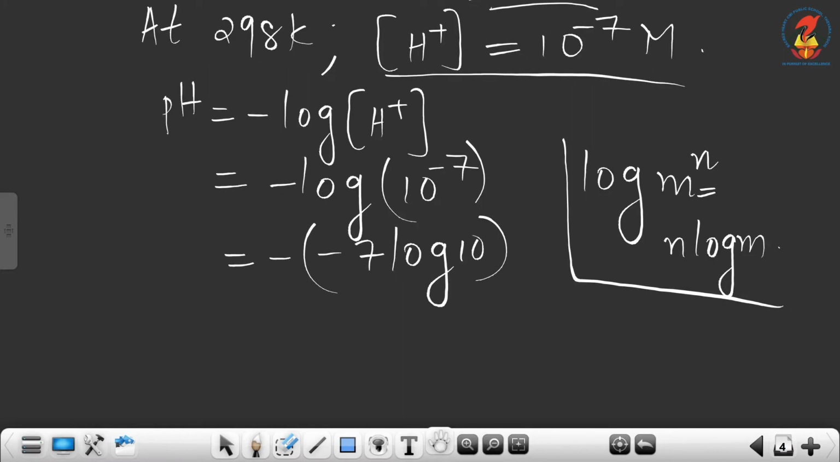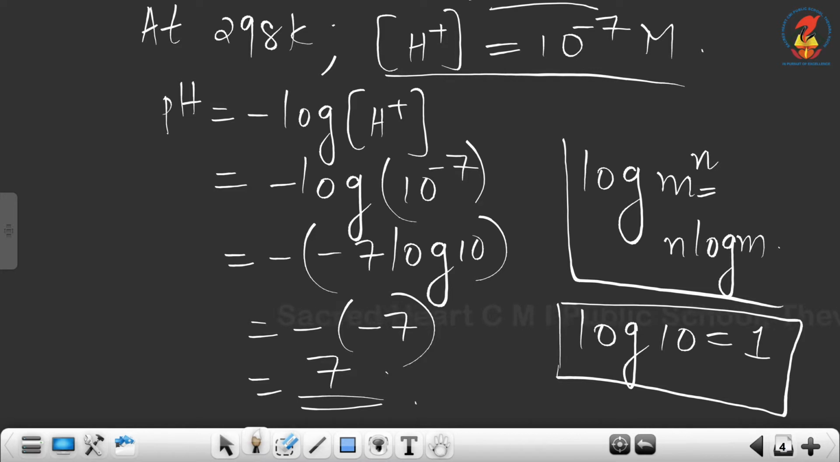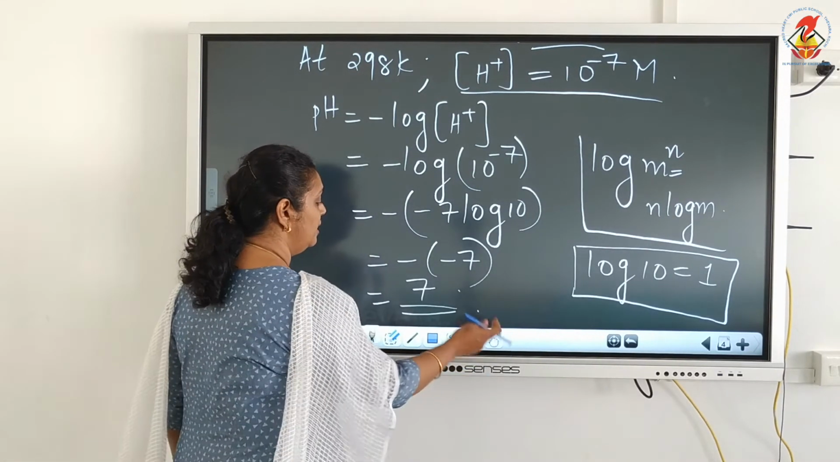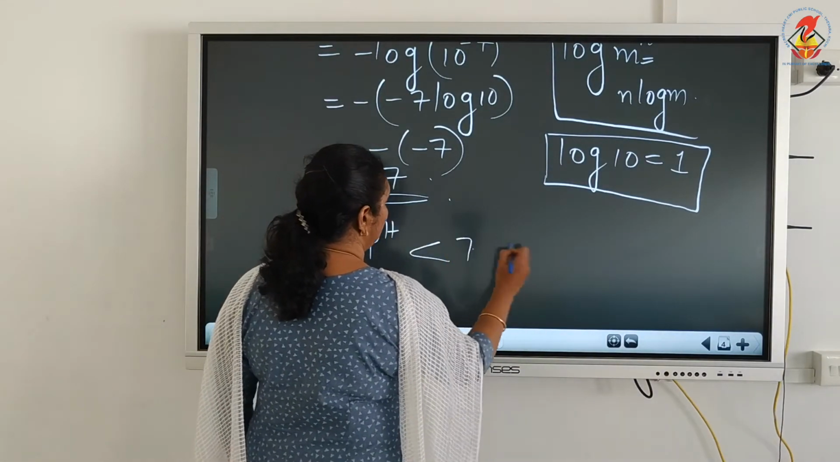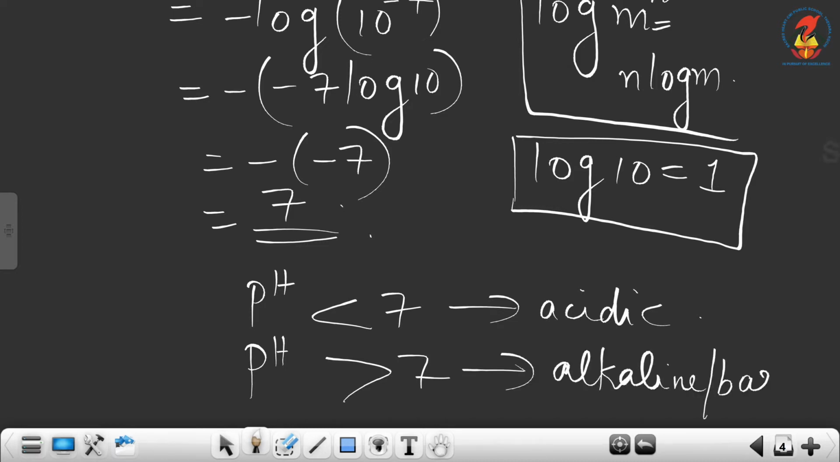Now log 10 is equal to 1. The value of log 10 is equal to 1. So we will have minus of minus 7 which is equal to 7. So this is how you get the pH of pure water as equal to 7. Now, we know that if the solution is acidic, then pH will be less than 7, and if pH is greater than 7, then that solution will be alkaline or basic in nature.